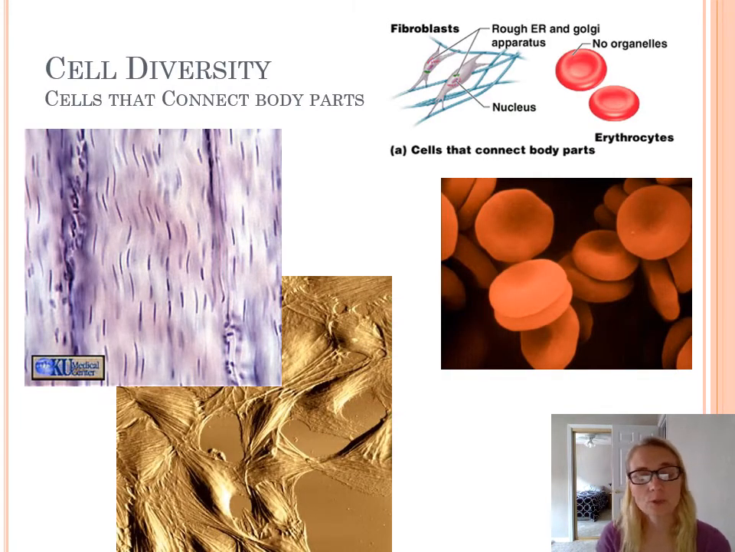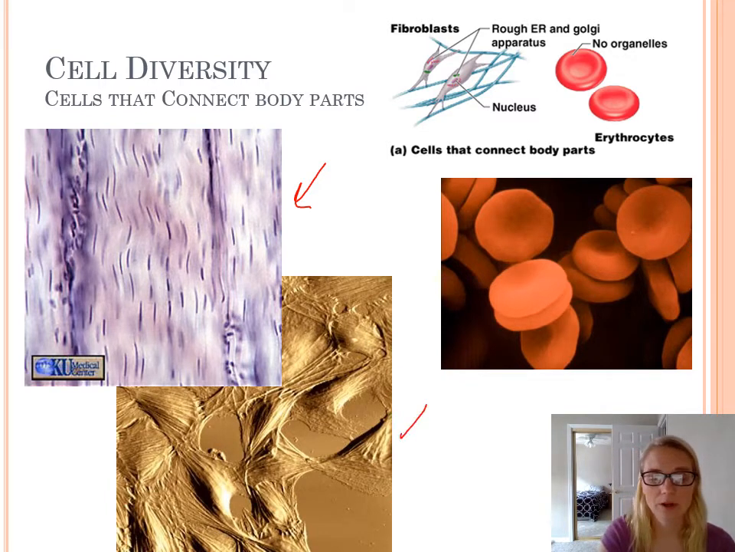All right, so the first one are cells that connect body parts. So we're going to see a lot of these in our category of connective tissue. So I've just given some picture examples. Blood is a type of connective tissue, so I've shown some red blood cells. This is a close-up view in a microscope of a tendon or a ligament. This is called dense connective tissue.